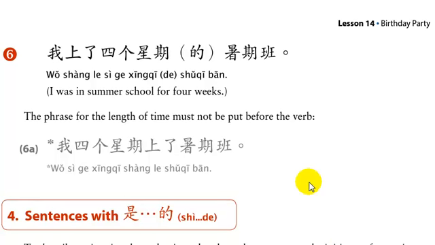So pause and go back and look over these and make sure that you comprehend them fully, and then come back and we'll continue.